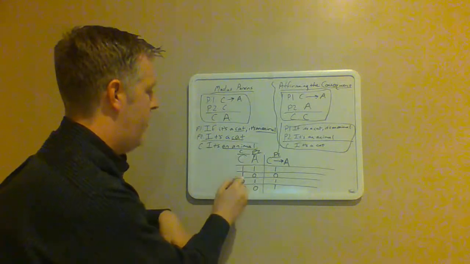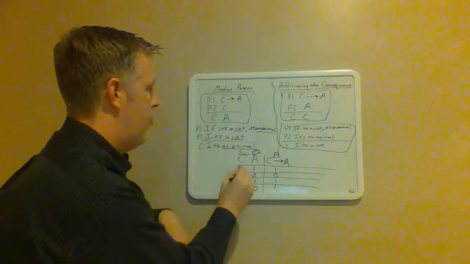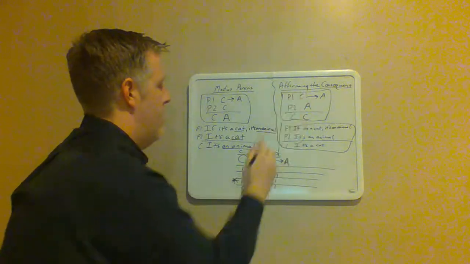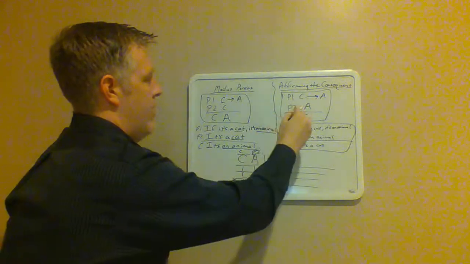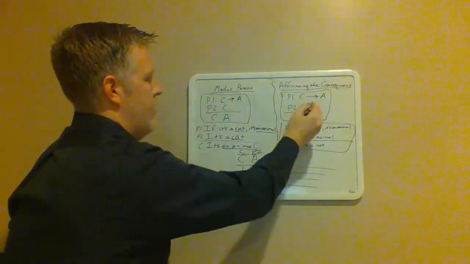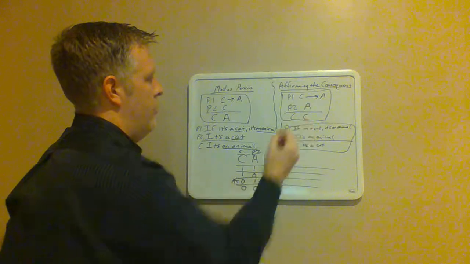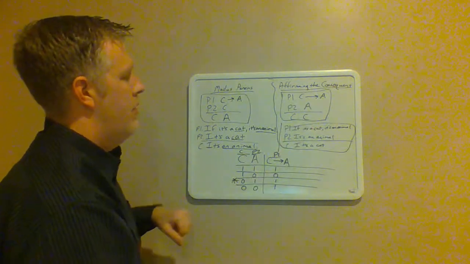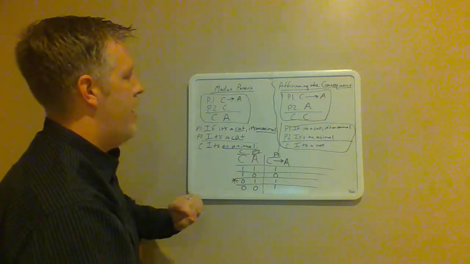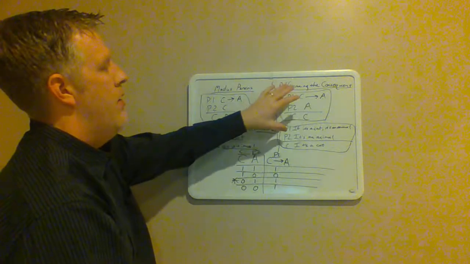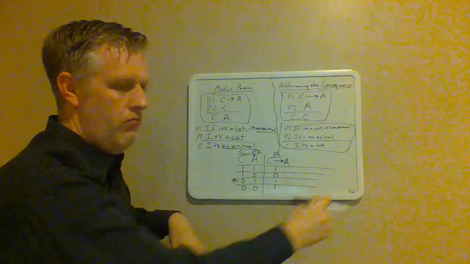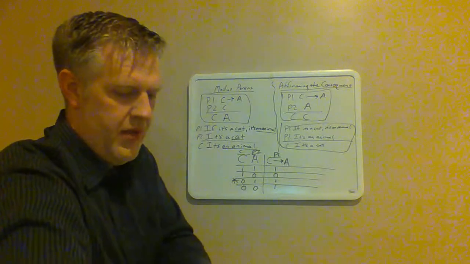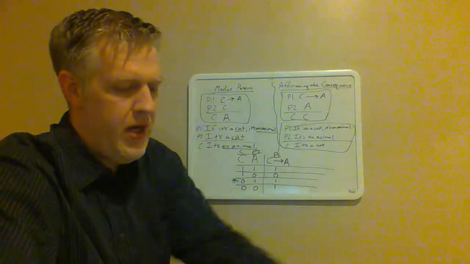So when C is false and A is true, when we plug those truth values in for C and A, the whole argument itself will turn out to be invalid. We'll get true premises when we do that, and we'll get a false conclusion, okay? So there's the truth table indicating why affirming the consequent is an invalid form of argumentation. Okay, so that's modus ponens and affirming the consequent.